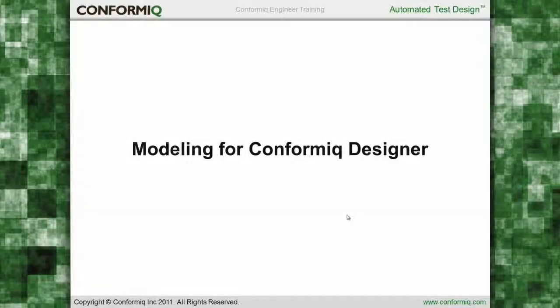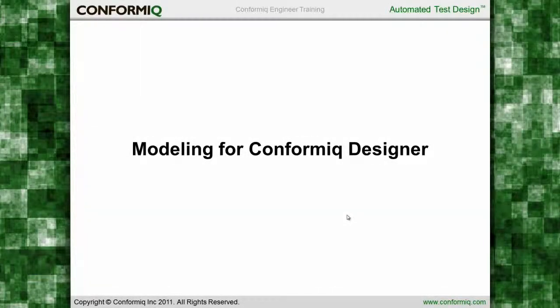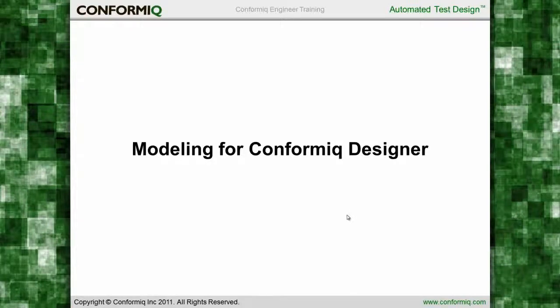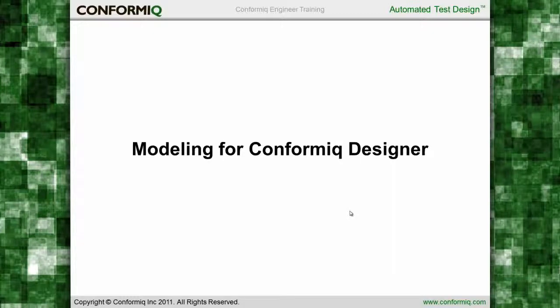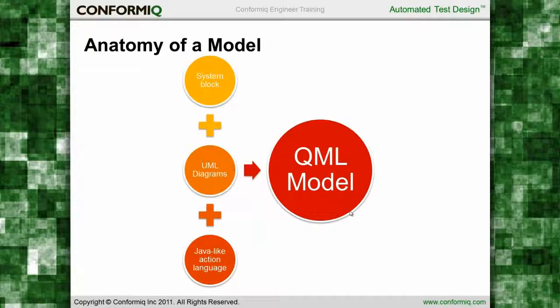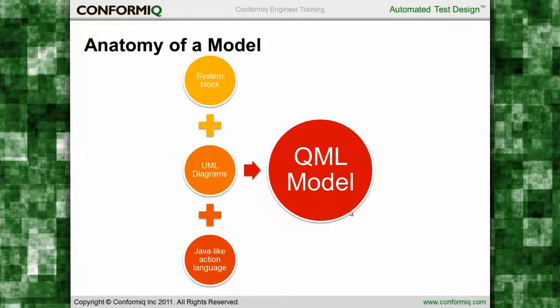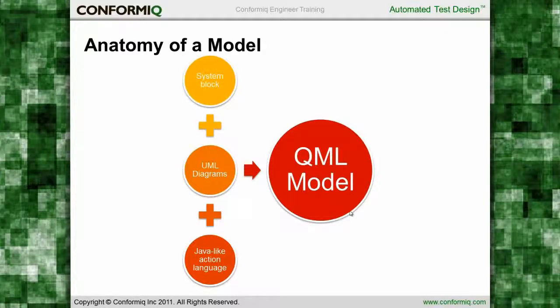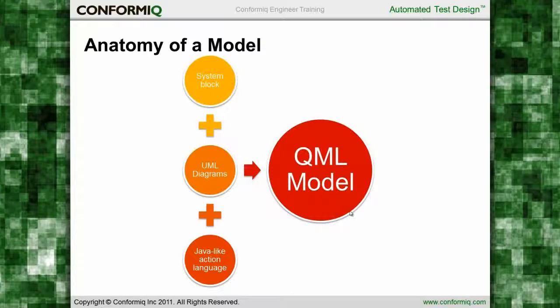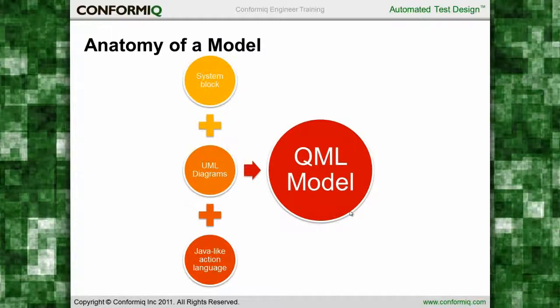The session should give you an understanding of the components of Conformiq Designer models and how you approach the task of modeling a system for test generation. The models for Conformiq Designer are written in a language called QML. And there are three main components to a QML model.